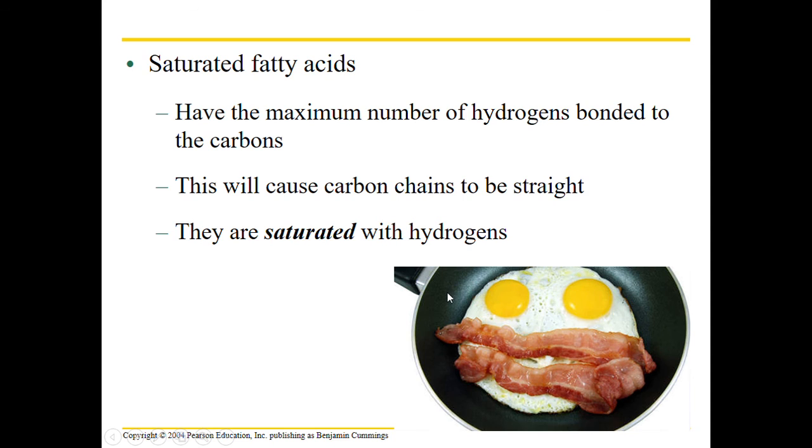So let's talk about different types of saturated fatty acids. They're flat, straight carbon chains, and they have tons of hydrogens that are stacked together nicely like we just saw. And they will be solid at room temperature because they fit together so well. Different examples we have here are bacon, eggs, and just think about all that greasy deliciousness, right?